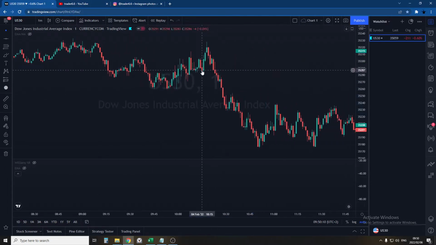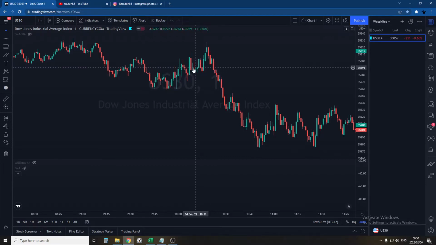So the loss happened, and there's nothing you can do about this. This loss right here, basically I could have done something differently, because when I took this trade on my broker feed on MetaTrader, this candle didn't close like this.